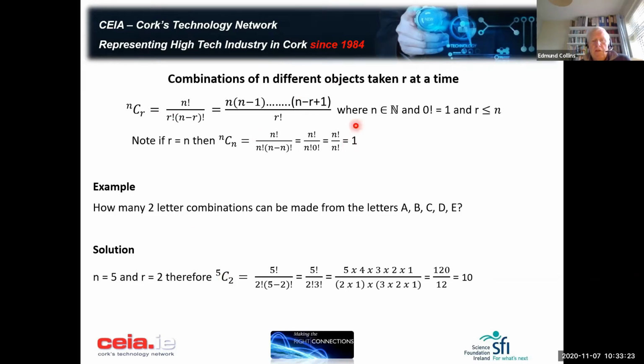So that makes sense. If you're taking all the objects, what are the combinations? If you have 6 objects and you take 6, then there's only one possible combination where order is not important.